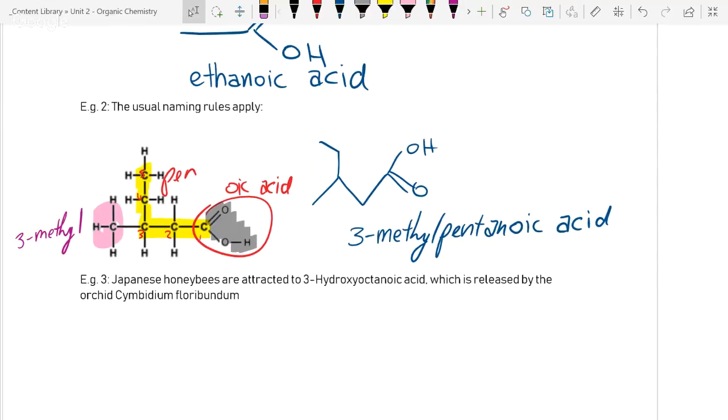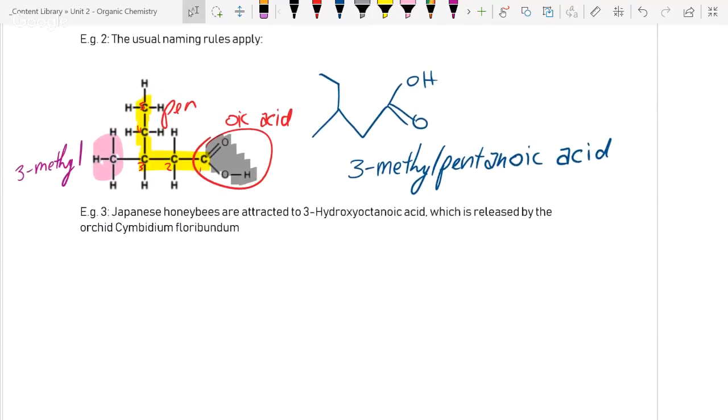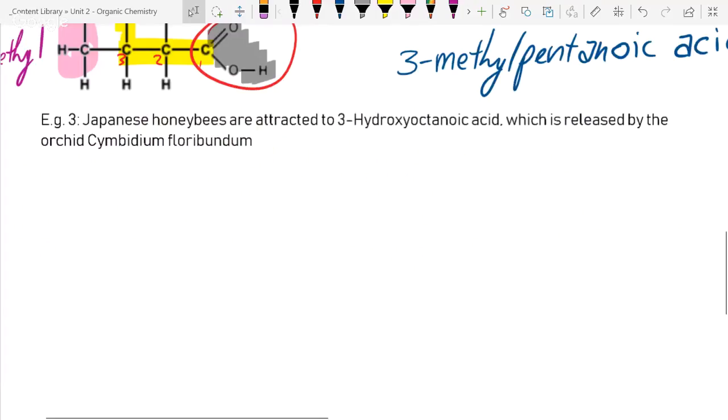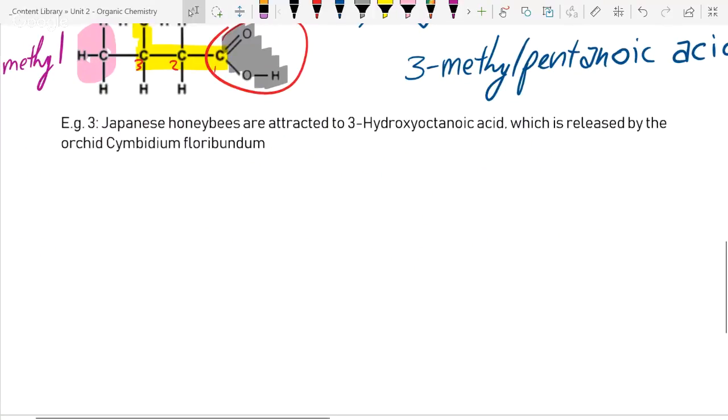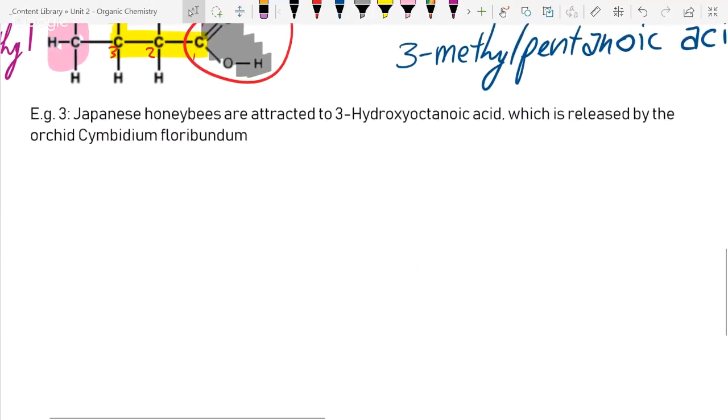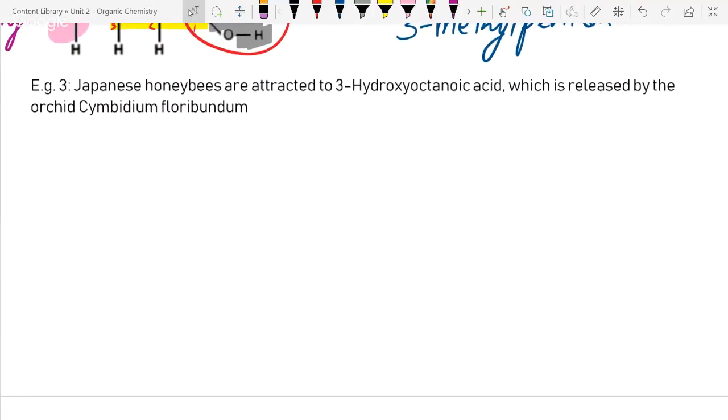All right, last thing I want you to draw. Japanese honeybees are attracted to 3-hydroxyoctanoic acid, which is released by the orchid Cymbidium floribundum. This is true. I have orchids. I am not sure if any of them are the lovely Cymbidium floribundum.